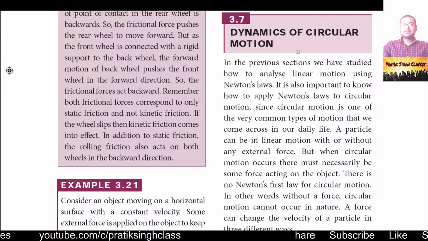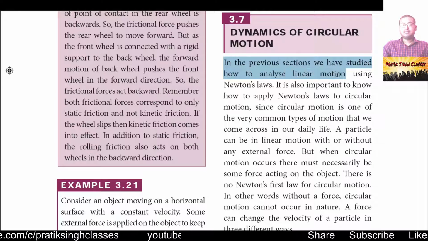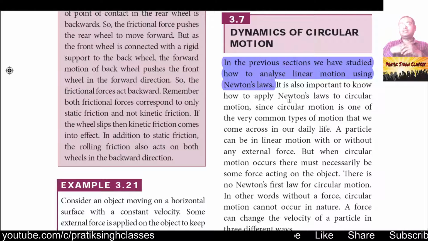Section 3.7, that is dynamics of circular motion. In the previous sections we have studied how to analyze linear motion using Newton's laws. There we have seen three different laws of motion, and we inferred what terms we get from Newton's laws of motion. From Newton's first law of motion we get inertia of motion, inertia of direction, and inertia of rest, those three things.